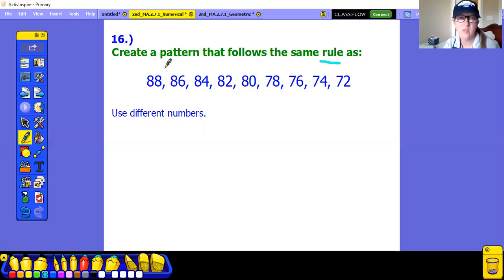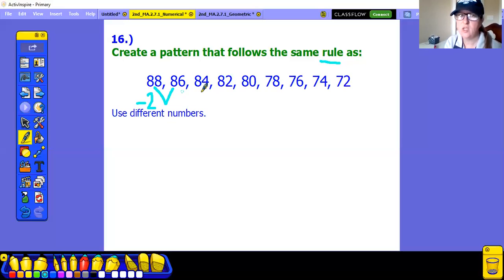So let's take the time to look at this pattern and figure out what's the rule. Let's read it out loud. 86, 88, 86, 84, 82, 80, 78, 76, 74, 72. Well, I know you've noticed that the numbers are getting smaller. By how much? What's the rule to go from 88 down to 86? You can pause if you want to figure it out on your notebook. If you've decided and discovered that it's take away 2, then you're right.